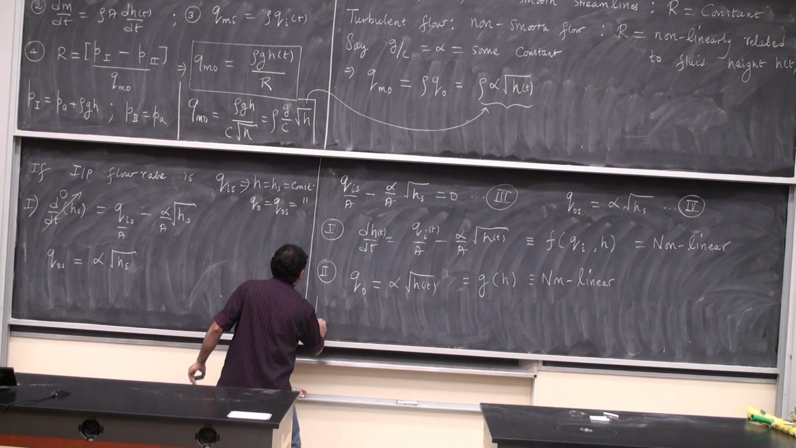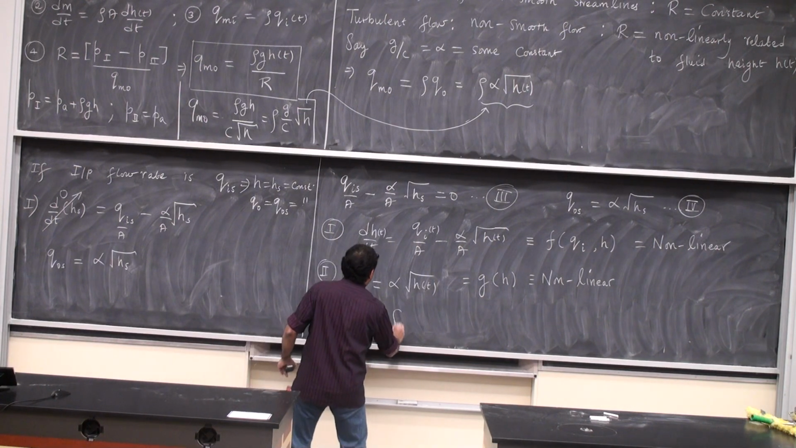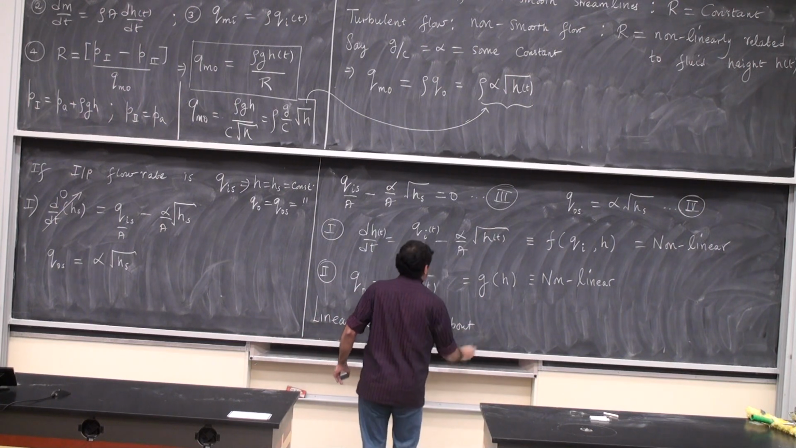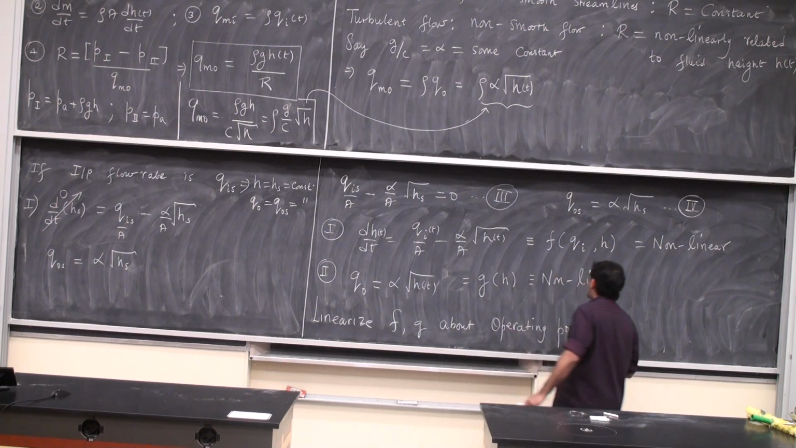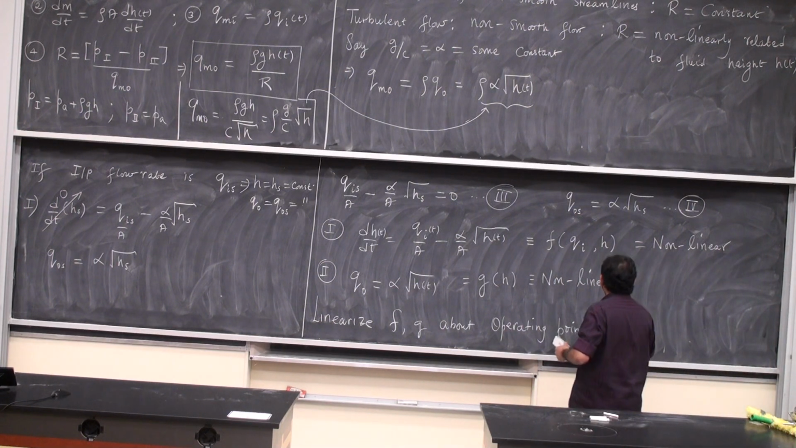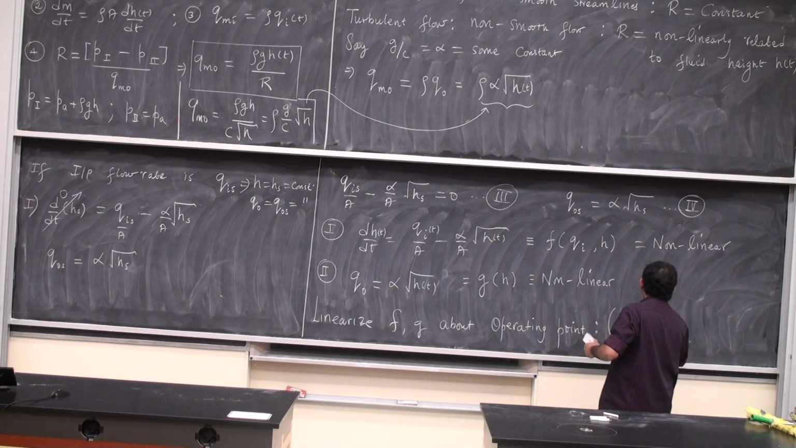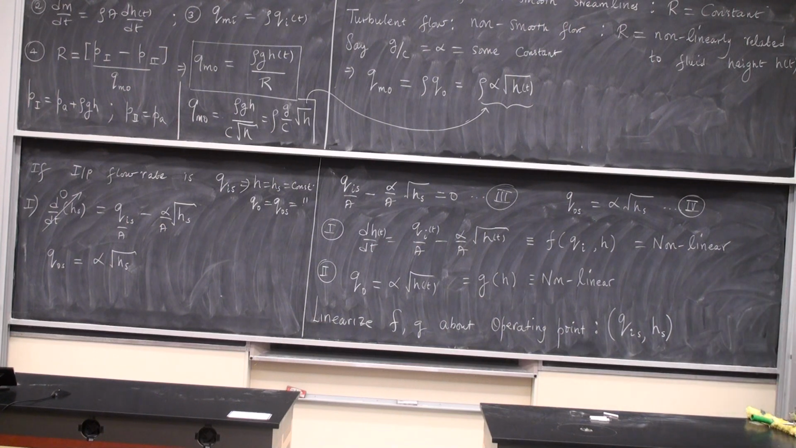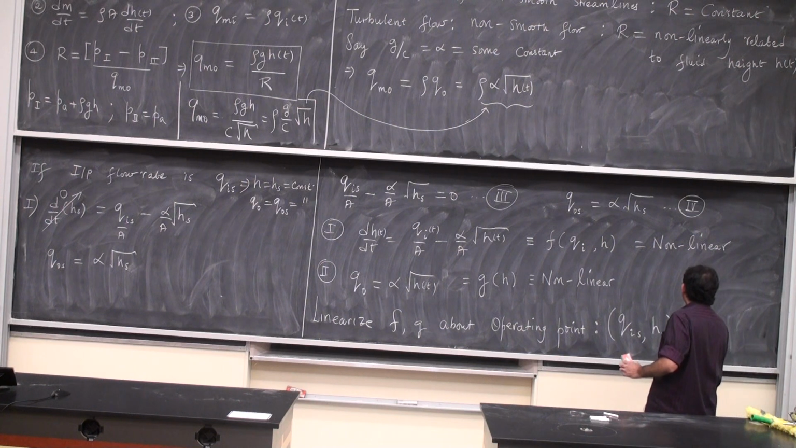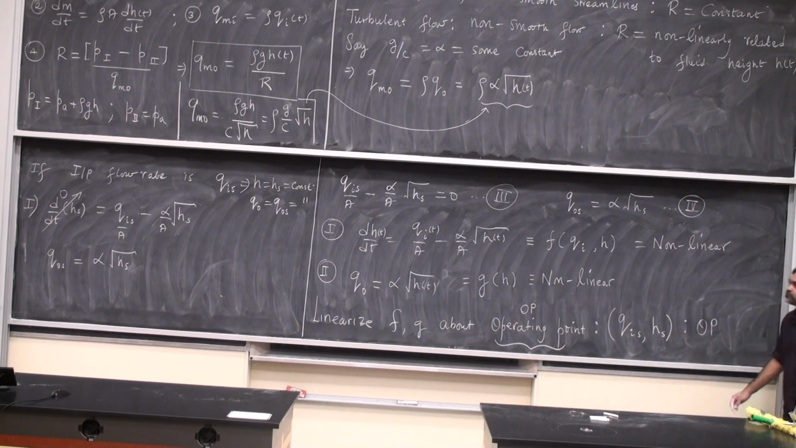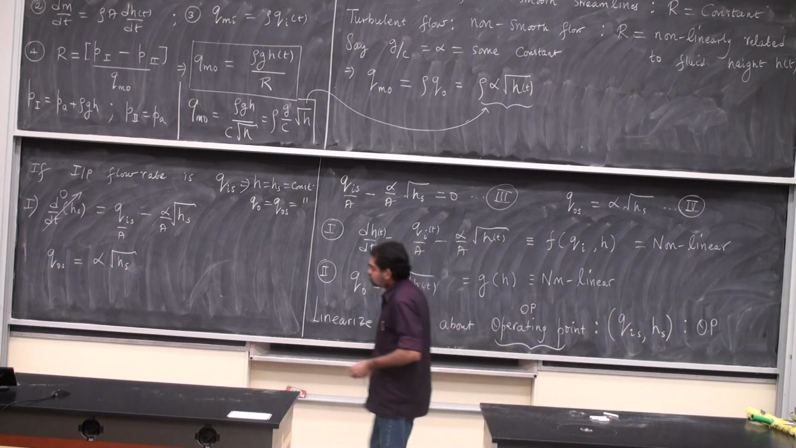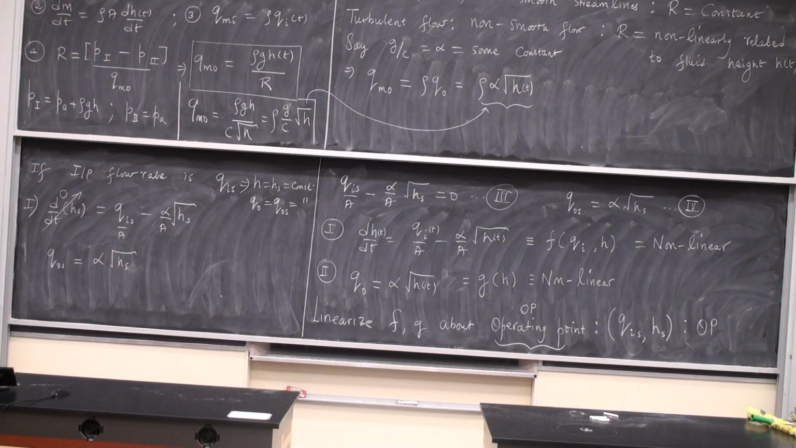So we need to linearize the functions f and g about an operating point. This operating point is going to be the steady inlet flow rate, Qis, and Hs. I'm going to call this OP, operating point. We linearize using Taylor series. You've seen it before, but you're going to see it again.